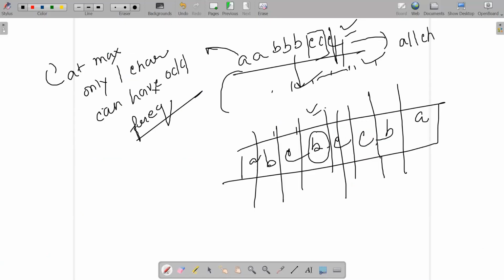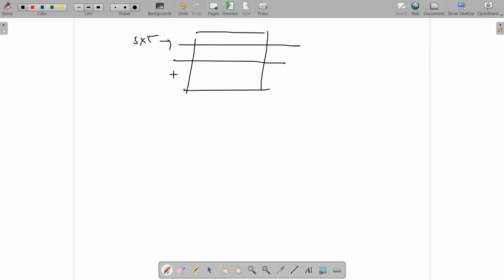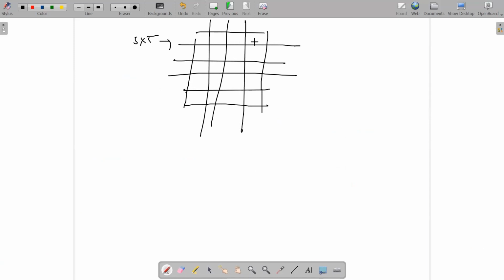So let me have a k square, k cross k board, right? First, let me have a k cross k board. Let that be 5 cross 5. Let me make it for first. Fine. This is my k cross k board.